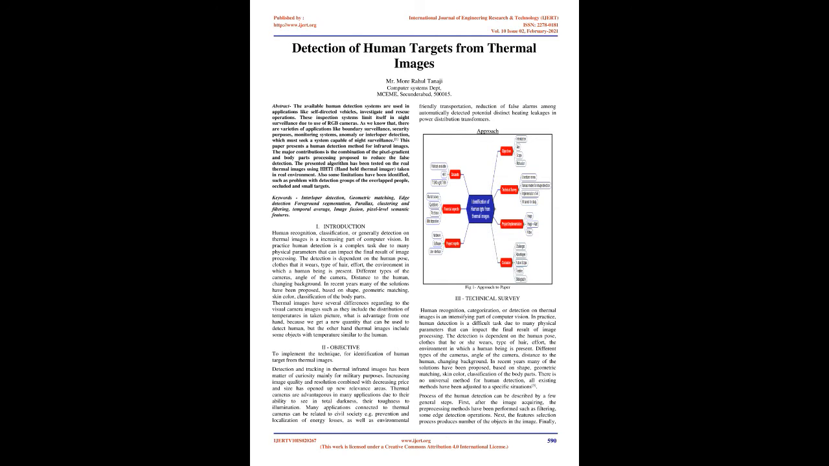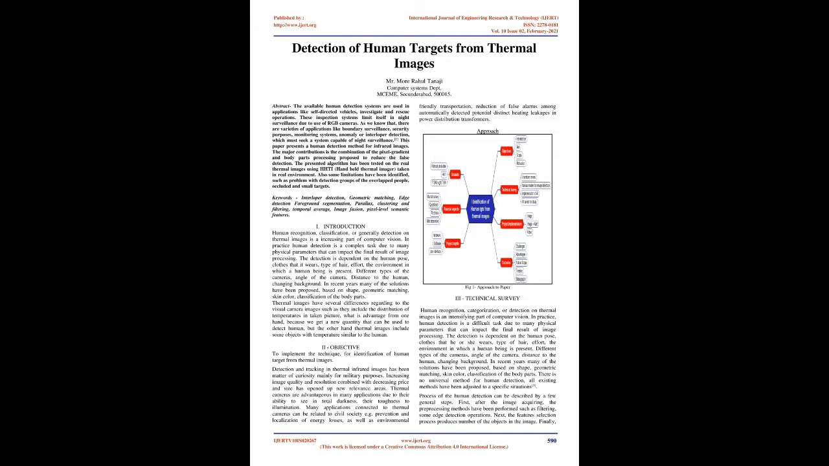Detection of human targets from thermal images. Abstract. The available human detection systems are used in applications like self-directed vehicles, investigate and rescue operations. These inspection systems limit themselves in night surveillance due to the use of RGB cameras.